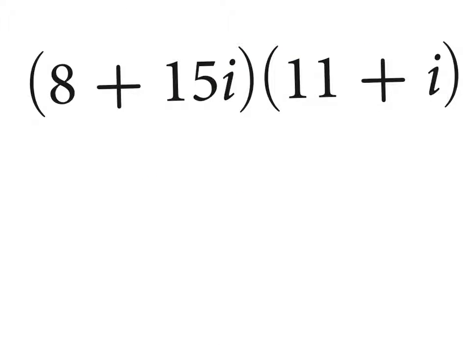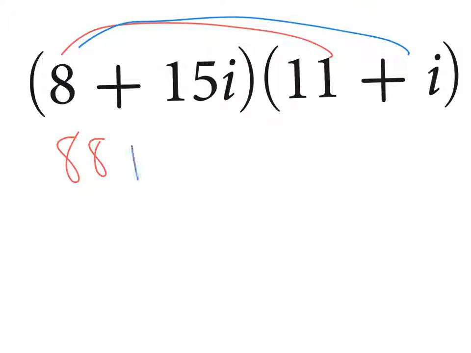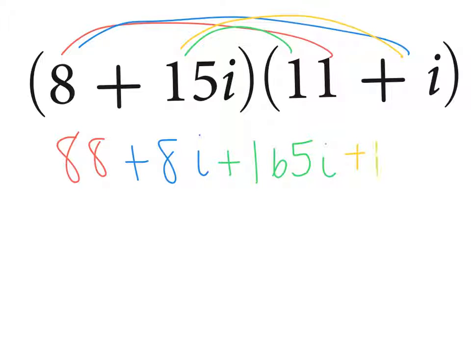Also going to work out problem 11, and then you're going to have a couple you're going to have to do on your own in just a minute as well. So I have 8 plus 15i times 11 plus i, so I'm going to FOIL this or distribute it. So 8 times 11 is going to be 88, and then 8 times i is 8i, and 15i times 11 is going to be 165i. And then 15i times i is going to be 15i squared.